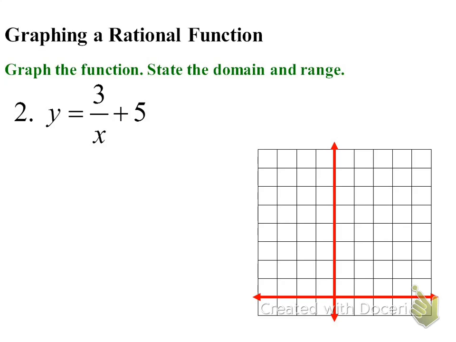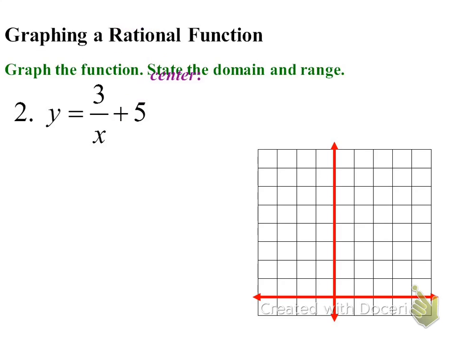So we're going to start by finding our center. You look around the x to find the x value of your center. Anything going on around here? No. So that's going to be 0. What's the y value going to be? 5, because you're adding 5 on the end, so it's going to bump everything up 5.